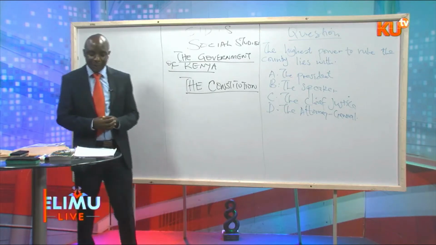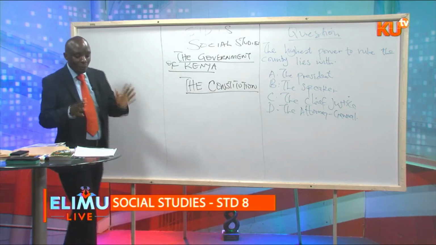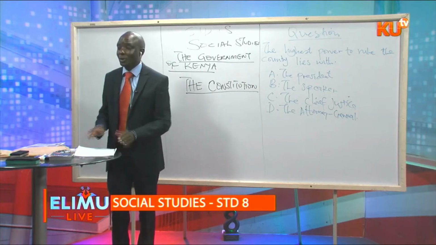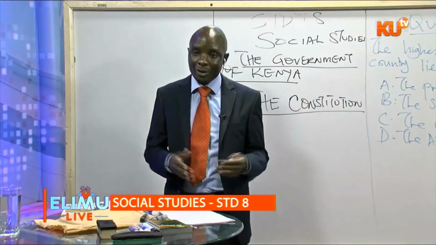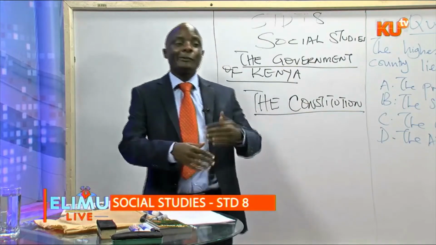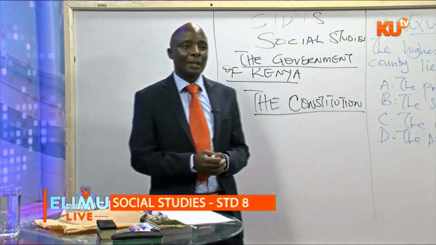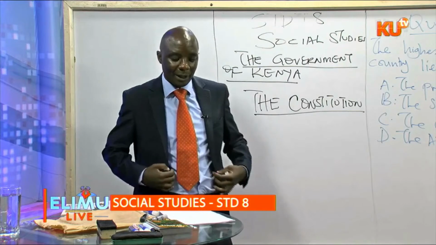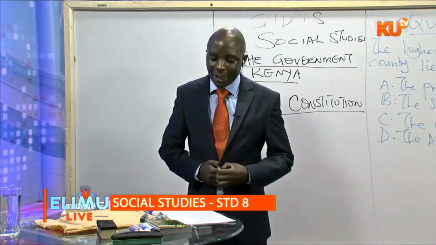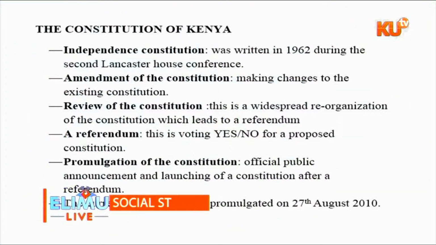to show you how the questions are going to be set from this area. Now, before we look at the current constitution and the chapters, I want us to have a background of what a constitution is, of what the Kenyan constitution has been. We cannot talk about the current constitution without talking about the independence constitution. This is the constitution that Kenya got independence with. This was written in 1962 in the Second Lancaster House Conference in London.